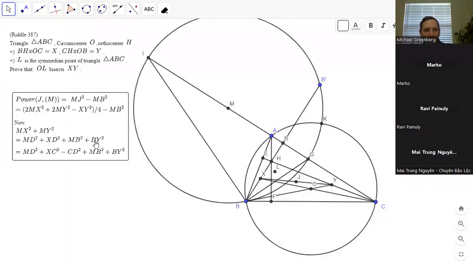So the power of J with respect to that circle is MJ squared minus MB squared. And for MJ squared, we're using the fact that MJ is a median. So it's 2MX squared plus 2MY squared minus XY squared, over 4, minus MB squared. That's the formula for the median. And then MX squared plus MY squared is MB squared plus XD squared.